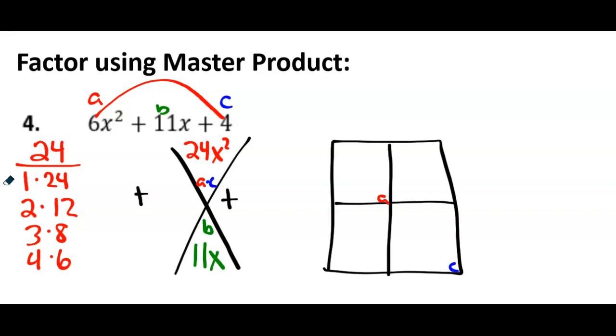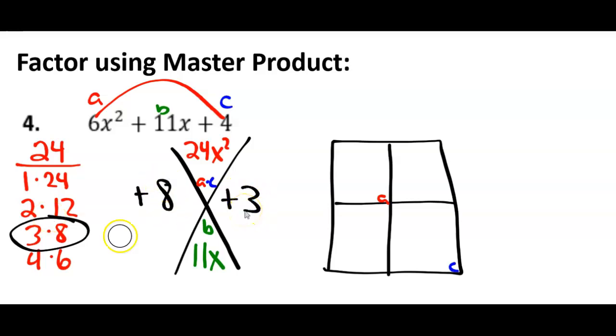Okay, so now I have to look at my box. It has to multiply to 24. I just wrote those down. Now I have to find the multiple of 24 that adds to 11. Well, 1 and 24 add to 25, 2 and 12 add to 14, 8 plus 3 is 11. Oh, there we go. That's my factor pair that I'm going to use. So that goes here and here.